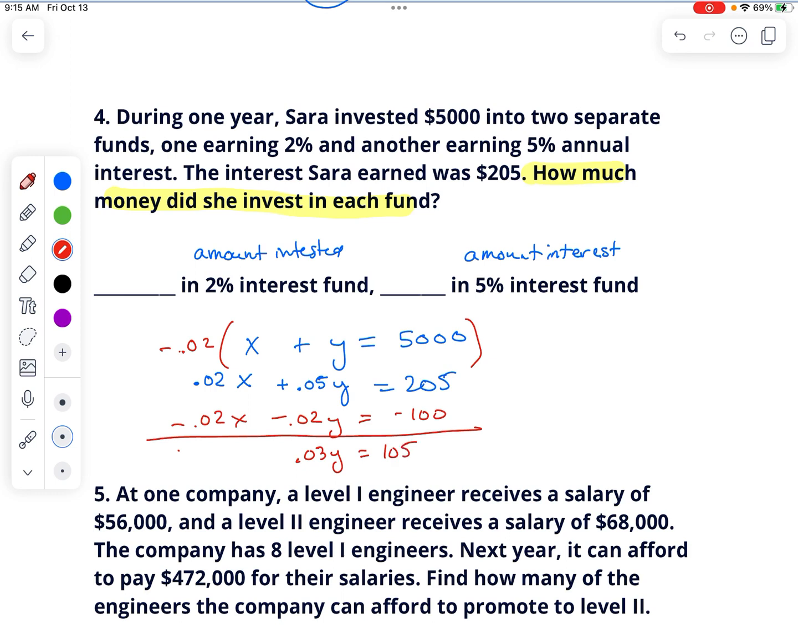So then 105 divided by 0.03, I get my y is 3,500. I could put that right here. This is a dollar amount. And then I know that both of these funds are going to add up to $5,000. So I'm going to say x plus the 3,500 equals 5,000. So when I subtract that, I get 1,500. So $1,500 is invested at 2%, and $3,500 is invested at 5%.